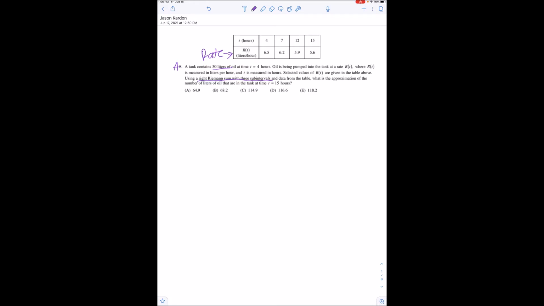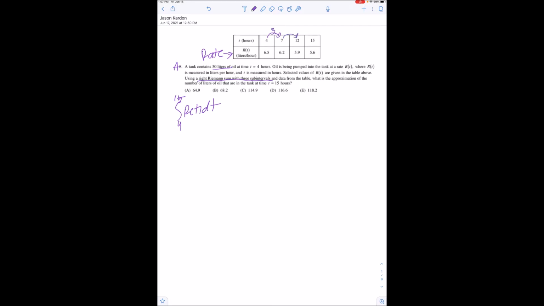So we're going to be doing a right Riemann sum as it says, and by doing that, we're going to be approximating the integral from 4 to 15 of R of t dt. That's what we're going to be approximating using this Riemann sum. If you remember from a Riemann sum, you take the delta x, or t value in this case, and multiply it by the y value, or R of t. So let's find the delta x's first.